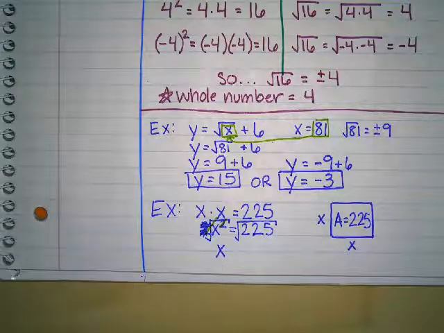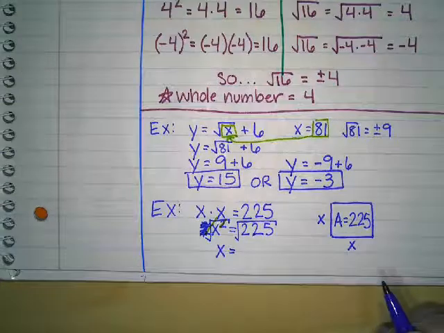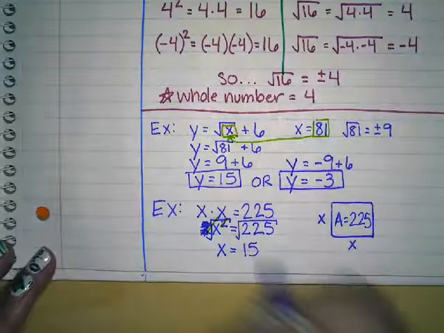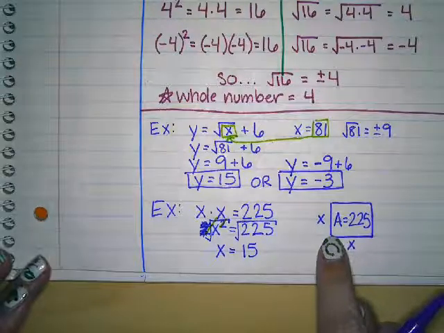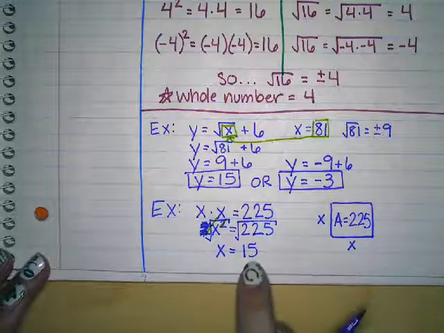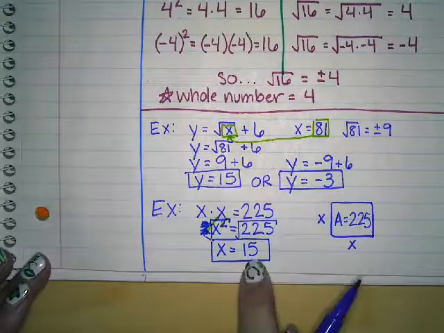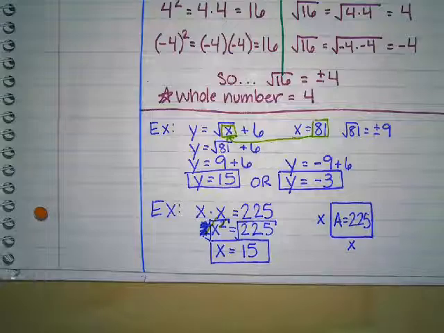We're left with x is equal to the square root of 225. If you've been practicing, you know that that is 15. Now in this case, we're talking area and lengths cannot be negative, so it has to be positive. So this one only has one answer, and our answer is 15 units. Because 15 times 15 would give us 225.